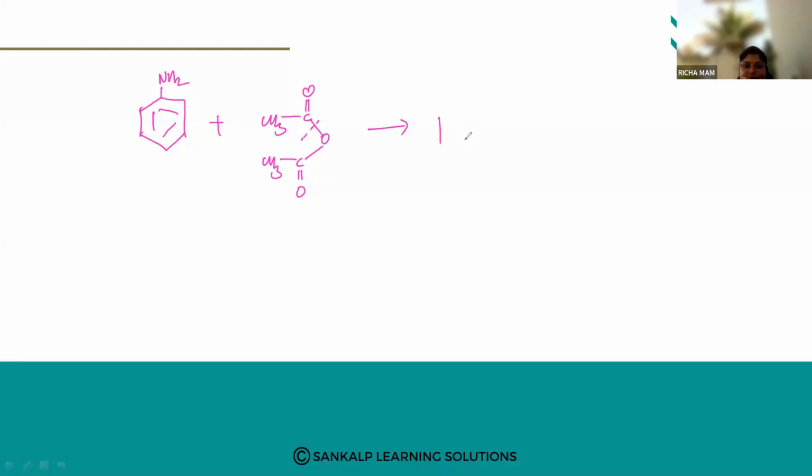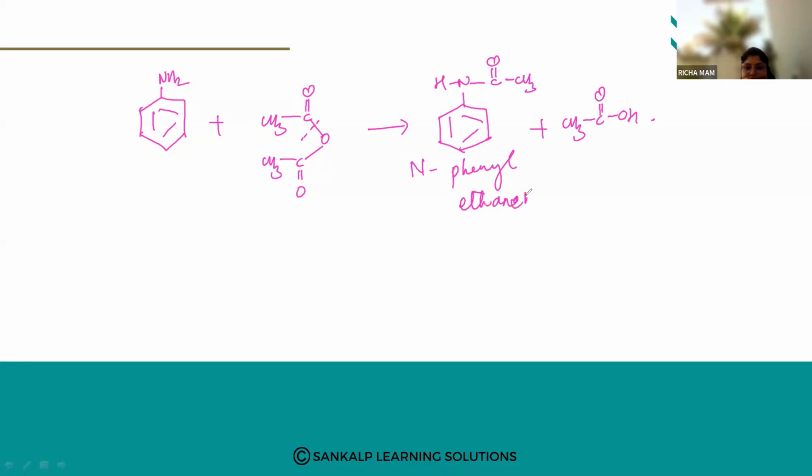One mole of acetic anhydride is broken. One of the hydrogens of NH2 will be replaced by the acetyl group, and you are going to get acetic acid as the byproduct. So I'm going to get N-phenylethanamide, or acetanilide. This is our product, and this is acetic acid. Understood?